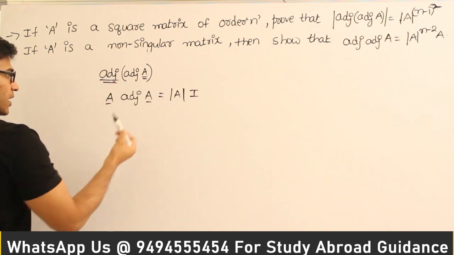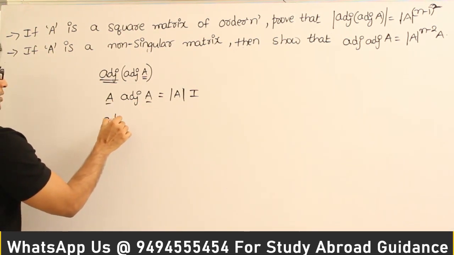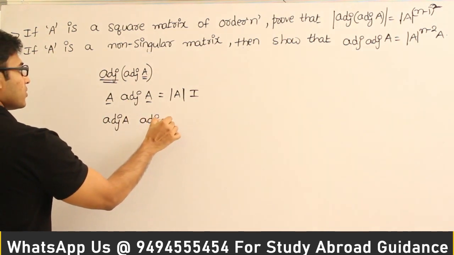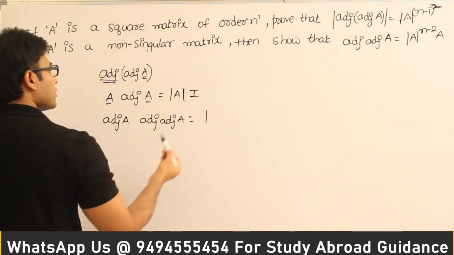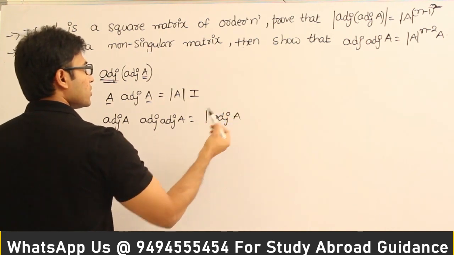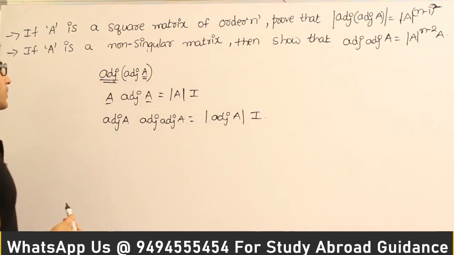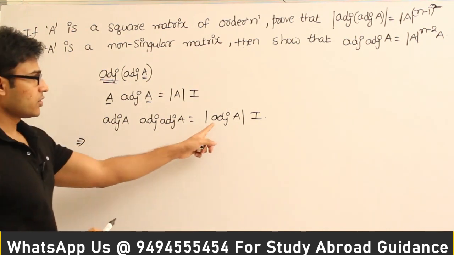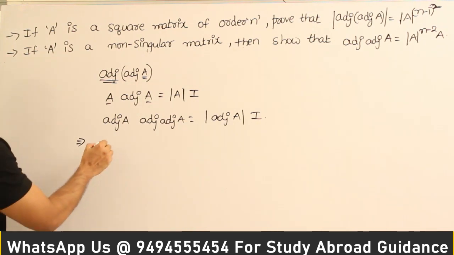In place of A, I am going to substitute adjoint of A. So here I get adjoint of A, and here I get adjoint of A, equal to det of adjoint of A into I. Now we know that determinant of adjoint of A is already det A power n minus 1, that we already know.